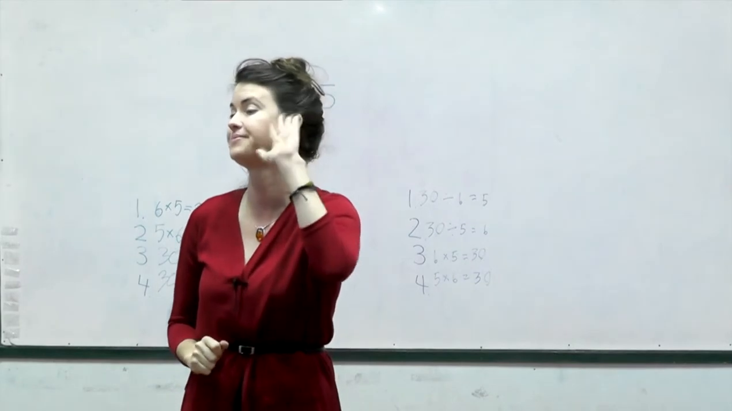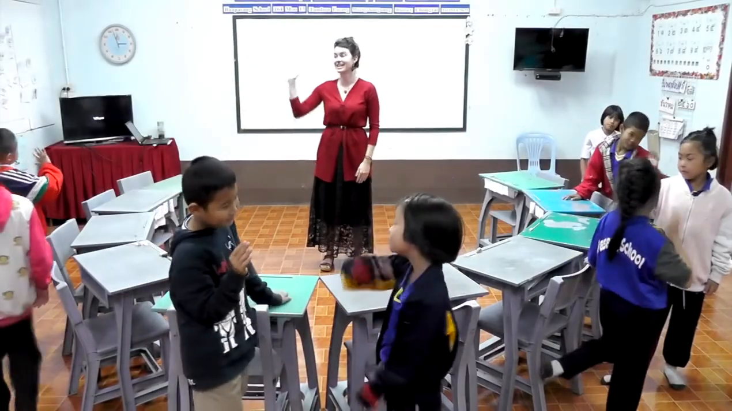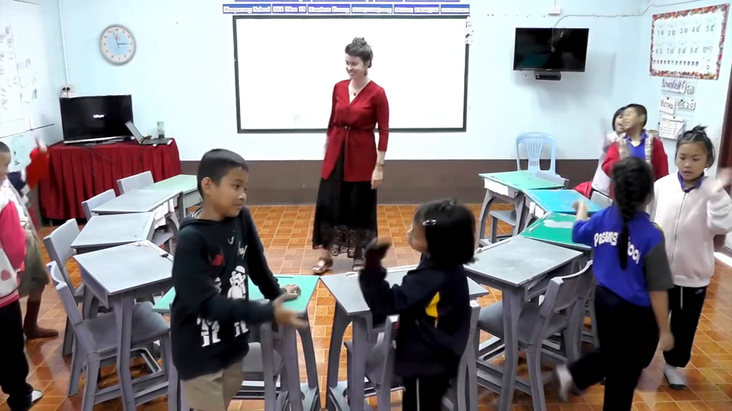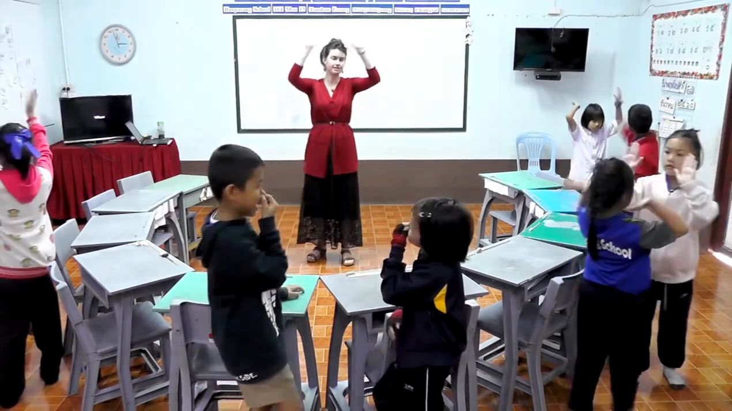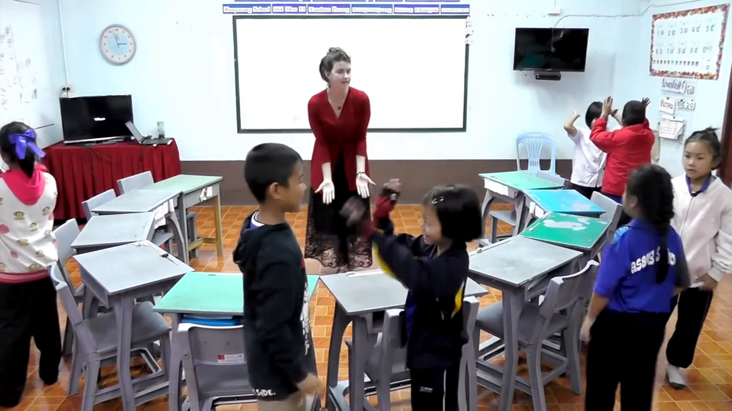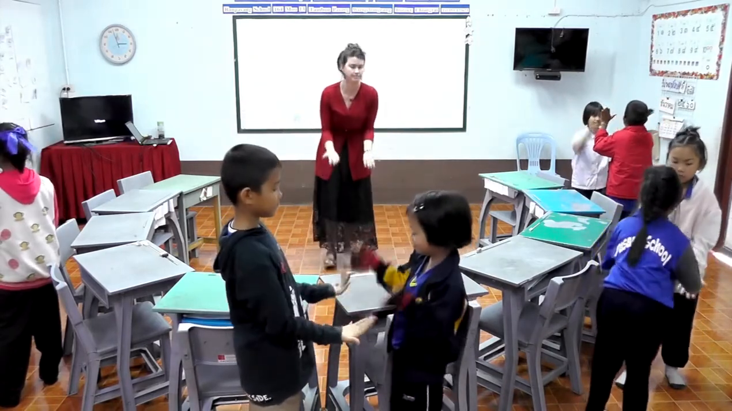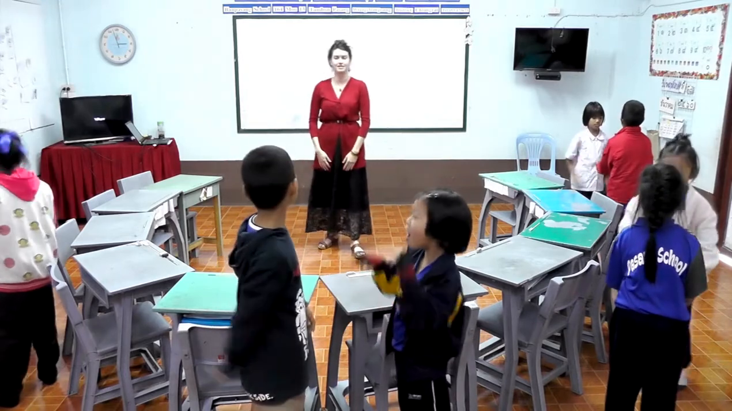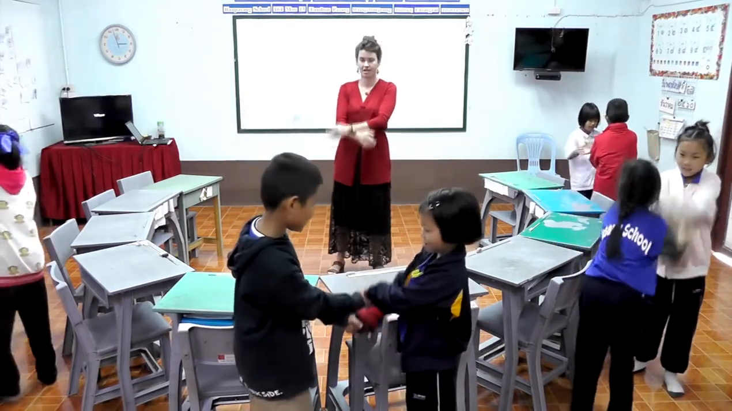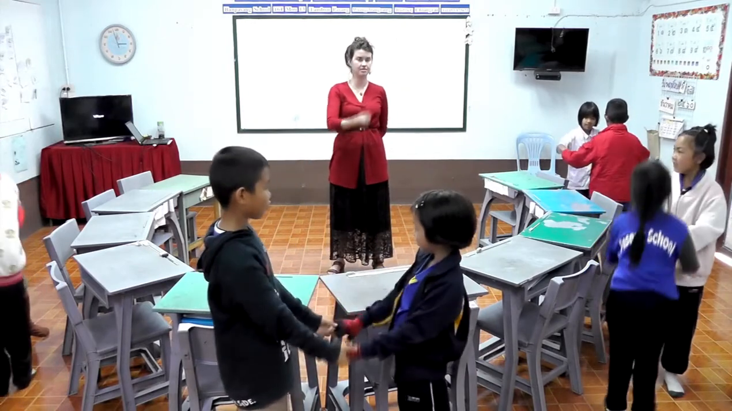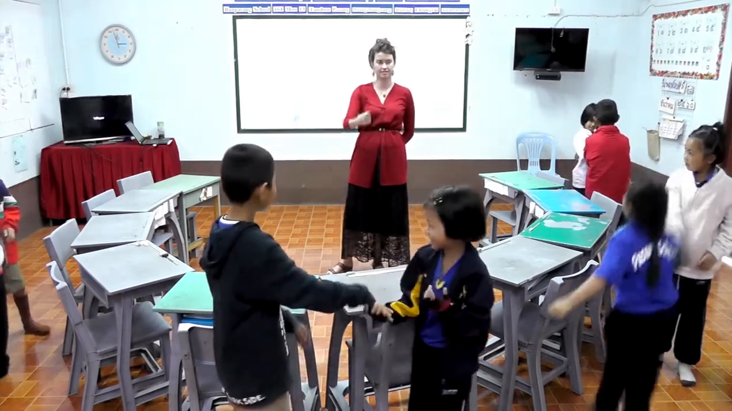Tell that neighbor hello. Tell that neighbor hello with your other hand. Give that neighbor two high fives up top, two high fives down low. Good job. Shake two hands with your neighbor. Take away one hand, so shake one hand with your neighbor.